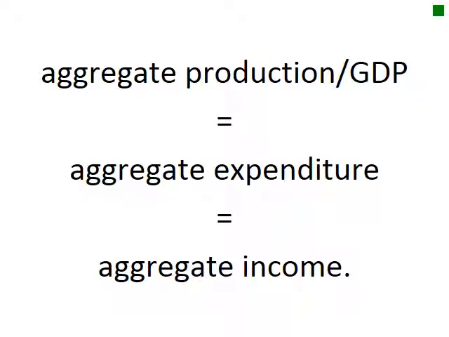So aggregate production, or GDP, equals aggregate expenditure equals aggregate income. So the first one, meaning the aggregate production, means simply the value of all the goods and services produced.